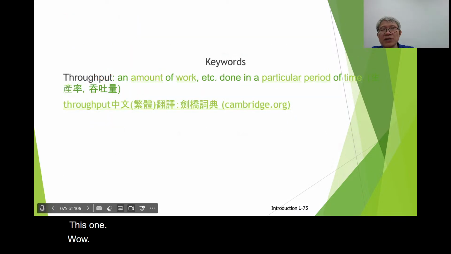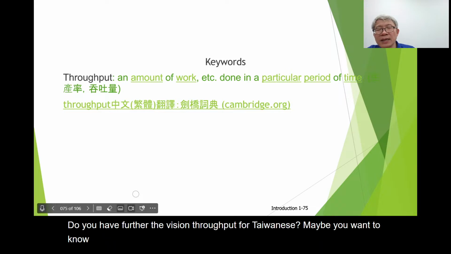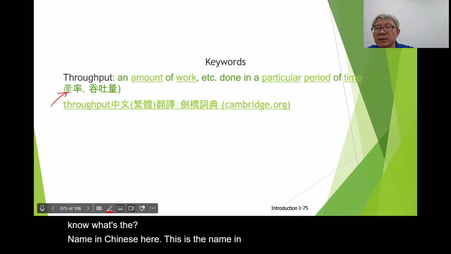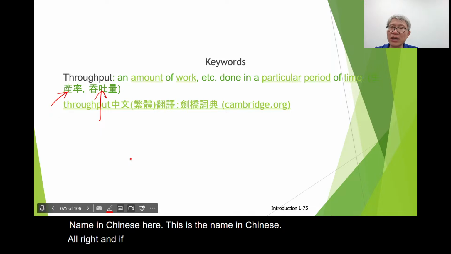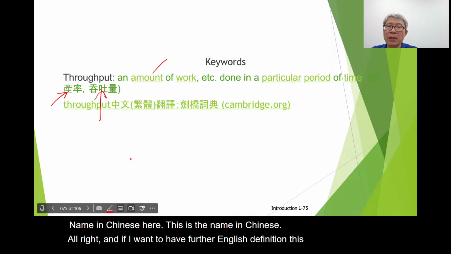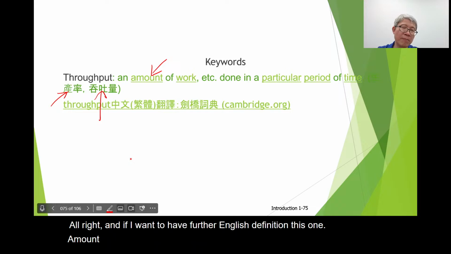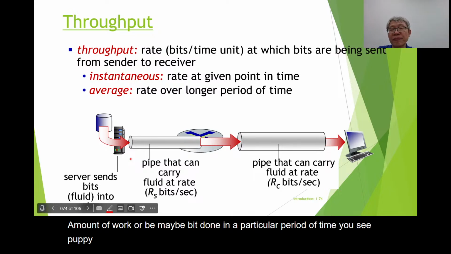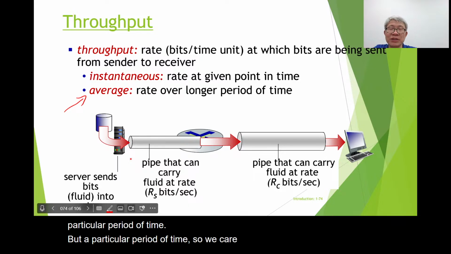To have the definition of throughput, for Taiwanese, maybe you want to know what the name is in Chinese. This is the name in Chinese. All right, and if we want the English definition, it is the amount of work or bits done in a particular period of time. You see, a particular period of time, so we care about the average value.